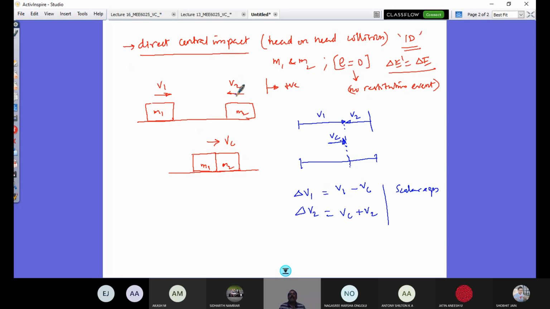If I take different vector equations accordingly, this will change. That's all. So you have now this definition. If I add these two, delta V1 plus delta V2, I get Vc goes off. It's V1 plus V2. So if I add the change in individual vehicle velocities, I get the sum of the two velocities.